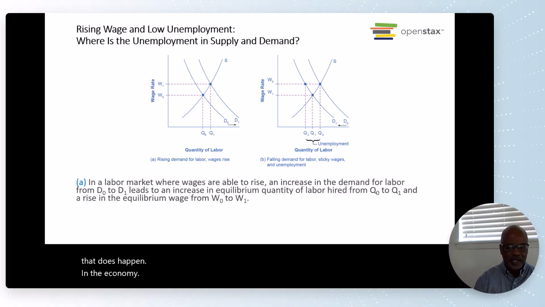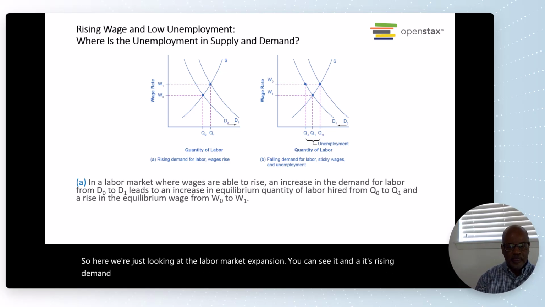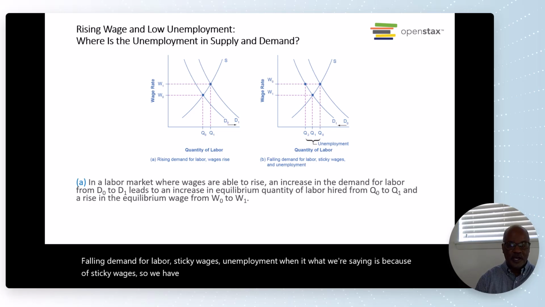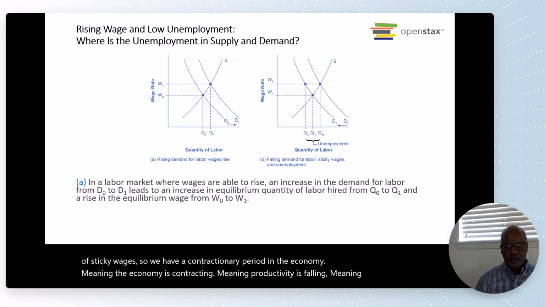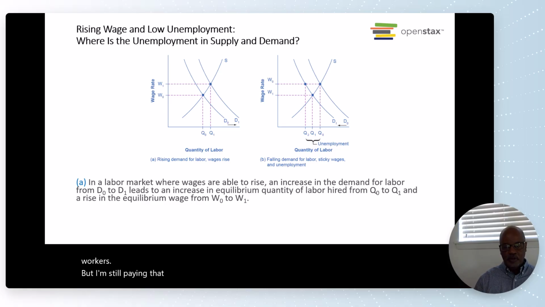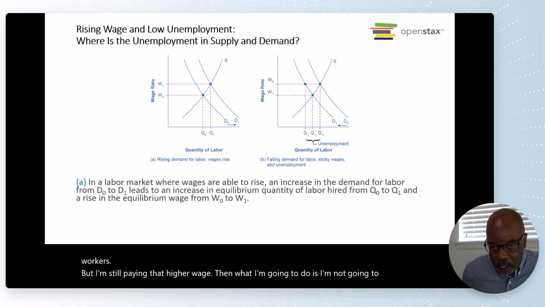So here we're just looking at the labor market expansion. You can see in A, there's rising demand for labor, and wages are rising. In B, you're going the opposite direction: falling demand for labor, sticky wages, unemployment. What we're saying is, because of sticky wages, if we have a contractionary period in the economy, meaning productivity is falling, meaning I need fewer workers but I'm still paying that higher wage, then what I'm going to do is not hire, and that's going to create higher unemployment.